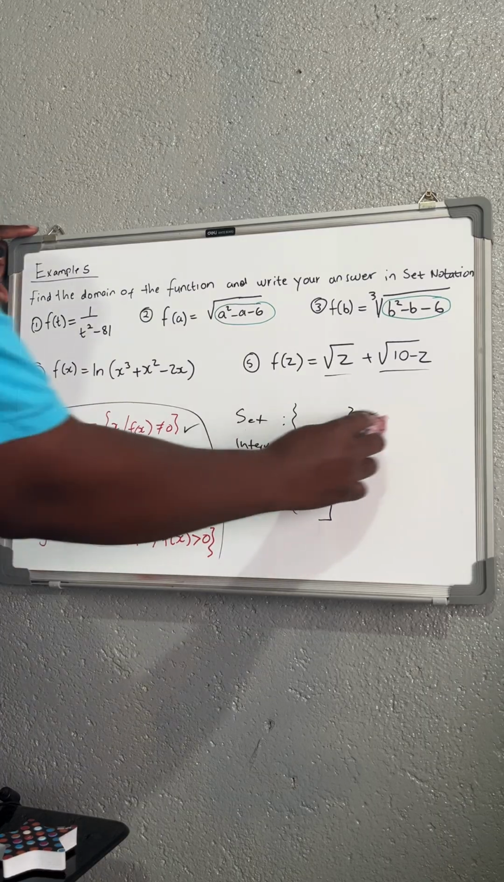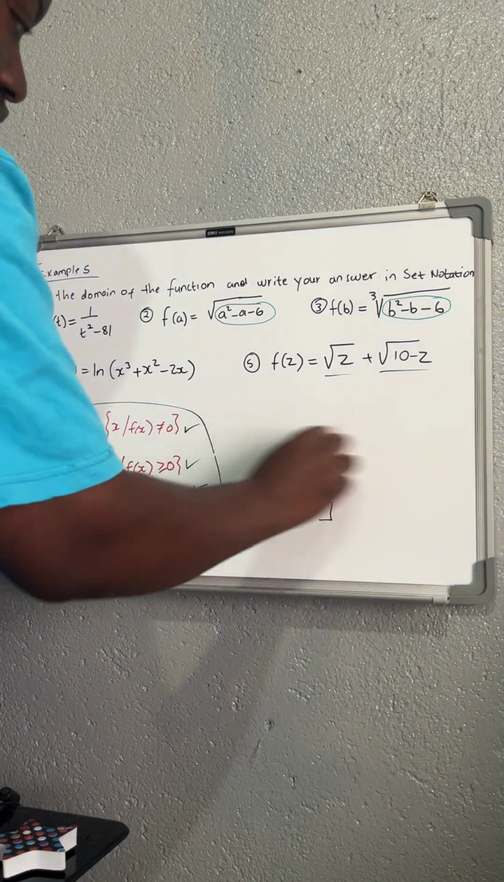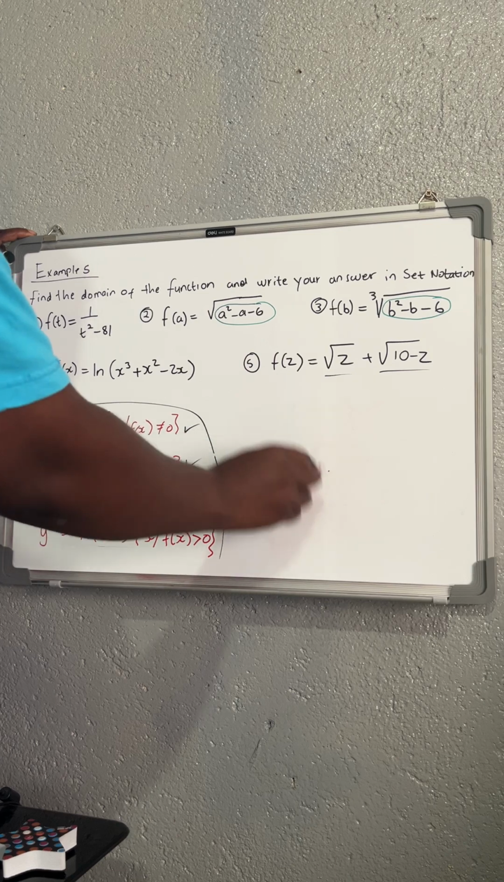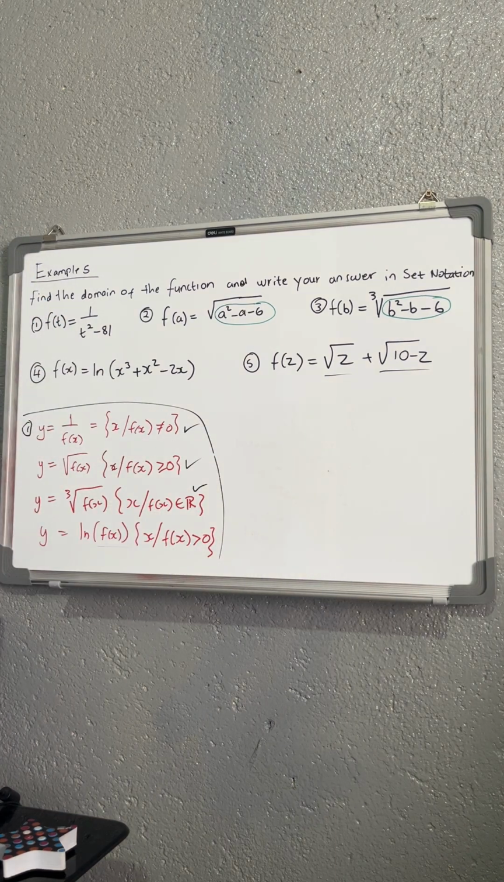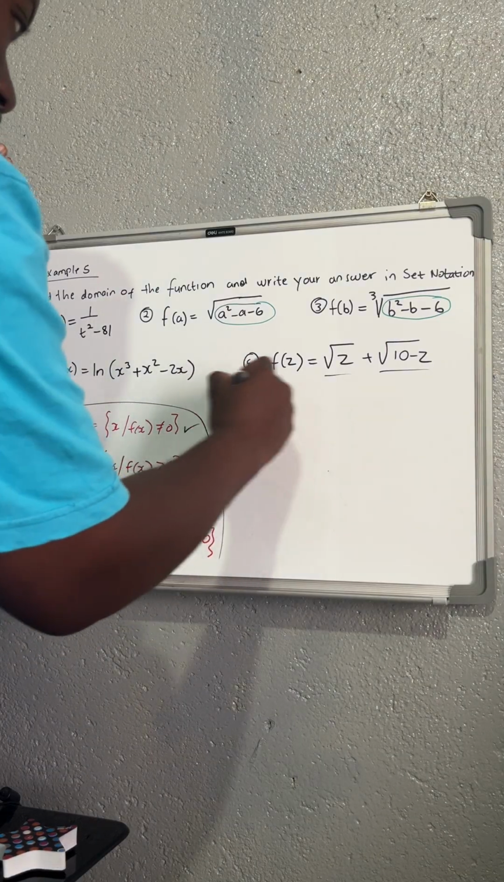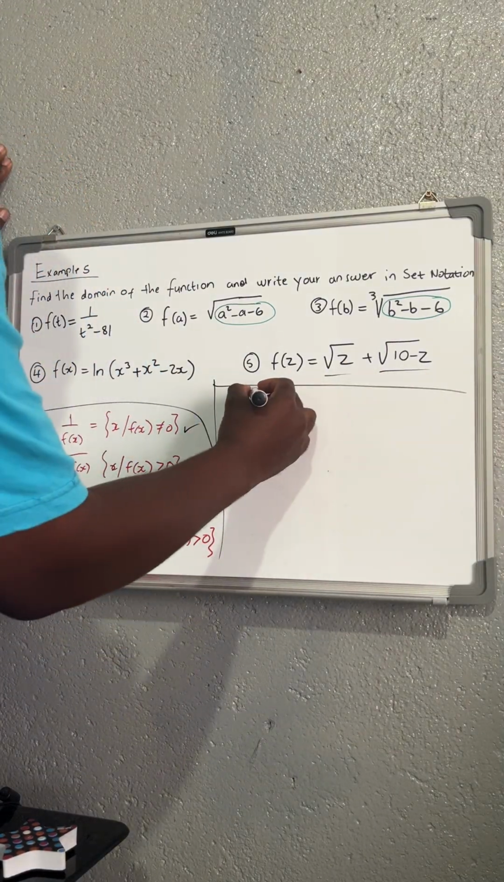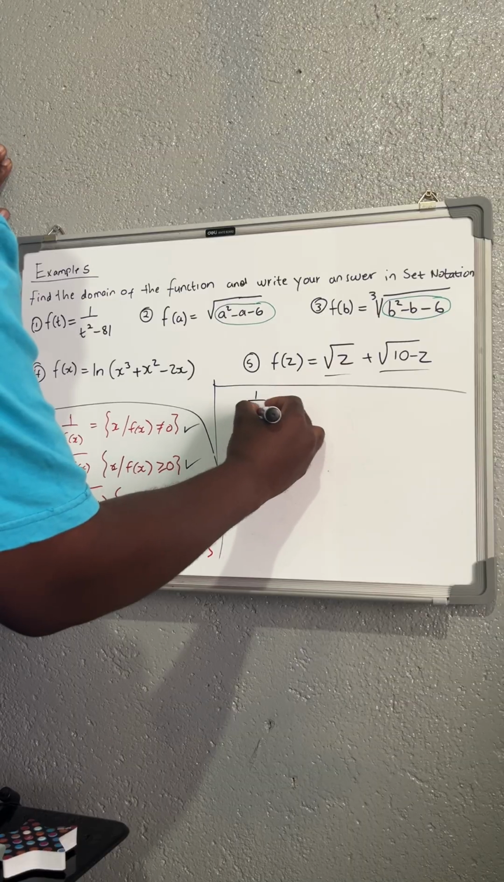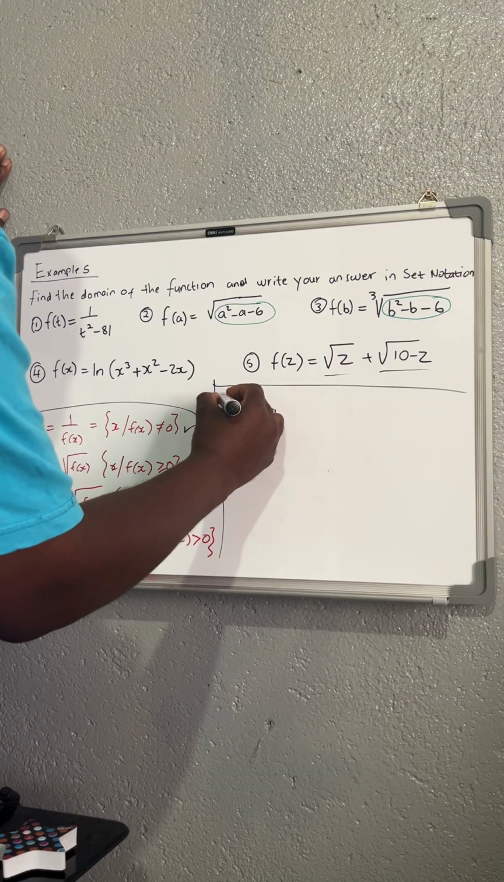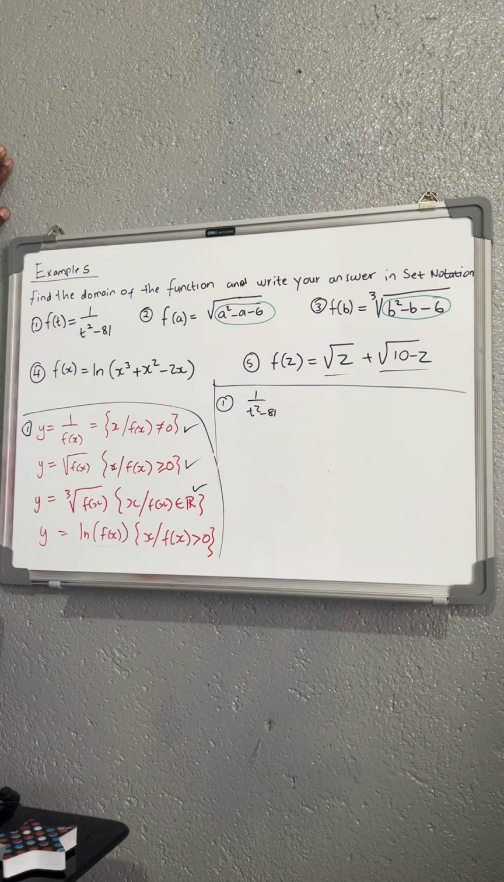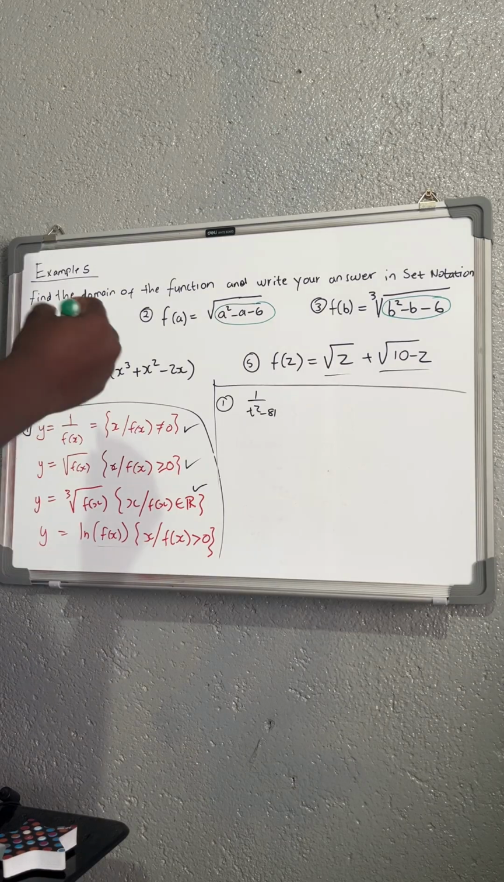So now I think we've explained the basics. It's time now to go and try and do the first one. We said we have 1 over t squared minus 81. That is your number one. Then what did we say would be our restriction? Our restriction is that this bottom part should not be equal to 0.